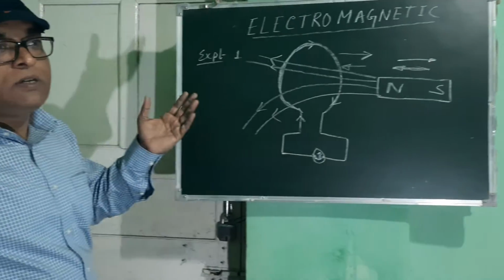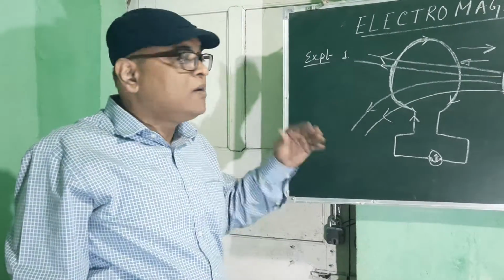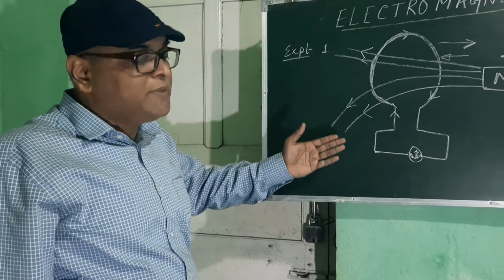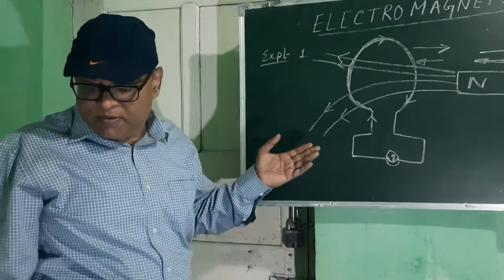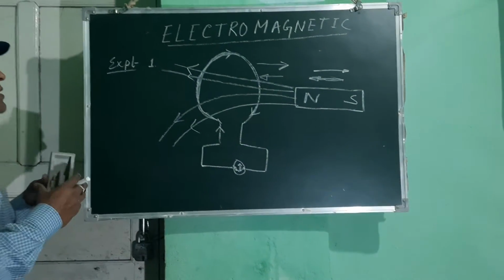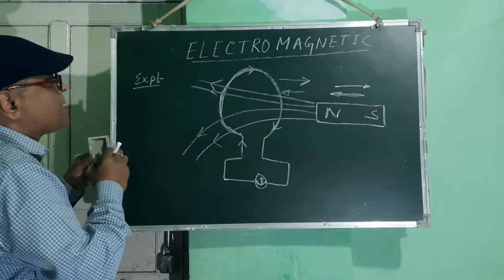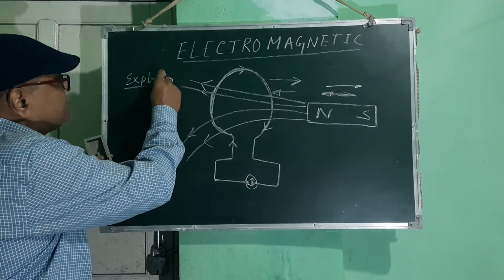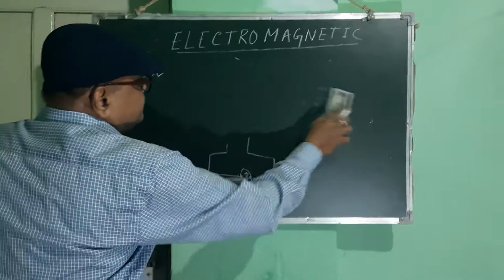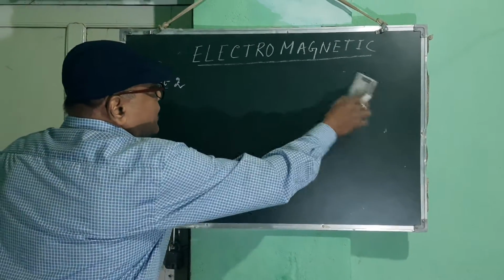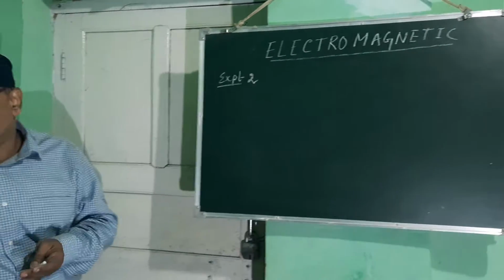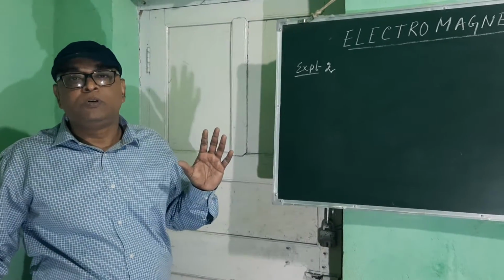Now we will discuss what magnetic flux is. Before that, that was experiment 1. Now experiment 2. I want to discuss experiment 2. Now what is happening in experiment 2? What will we do? Just see, everyone. Now instead of a bar magnet, we will use a solenoid.